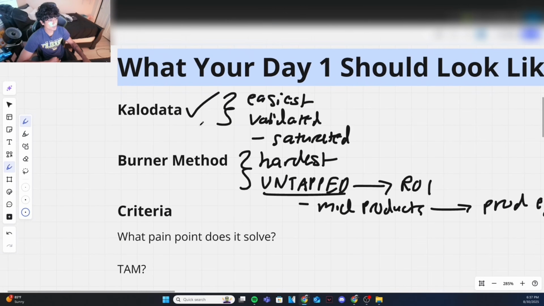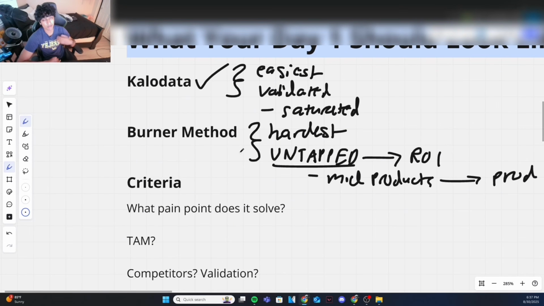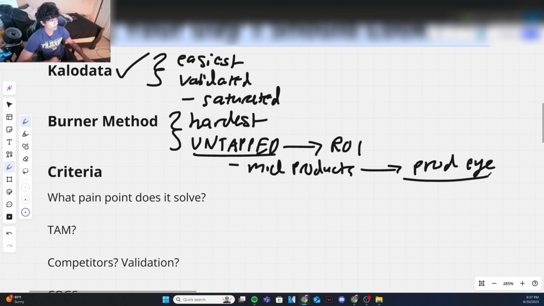So Calidata is probably going to be the best, but if you're pretty decent at ecom, you've had reps, give burner method a chance. It has a really bad rep, but in my mind, I think you can find a lot of untapped products if you have a good product eye.